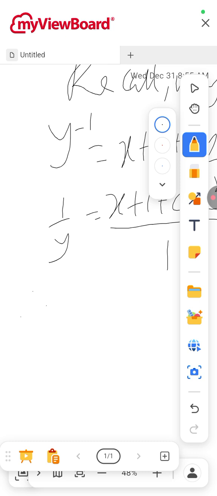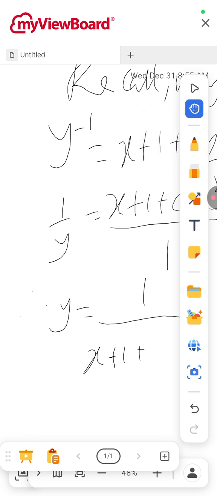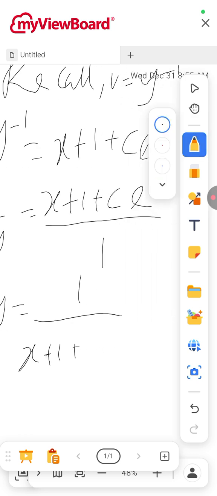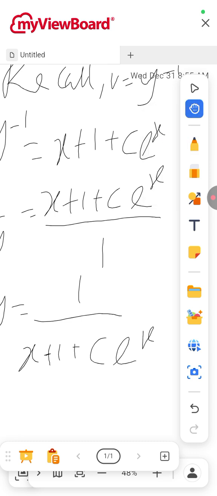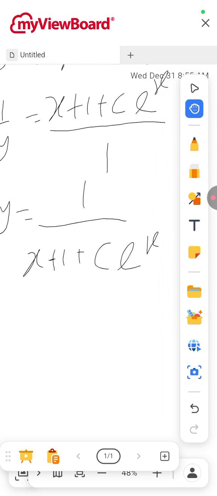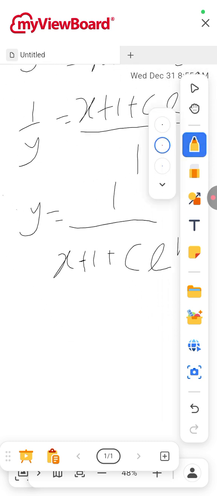So therefore our y equals what? 1 over x plus 1 plus c times what? e raised power x. And that is the general solution for the Bernoulli differential equation. So this is the general solution. So that's the answer.